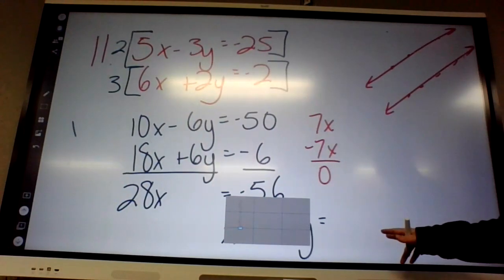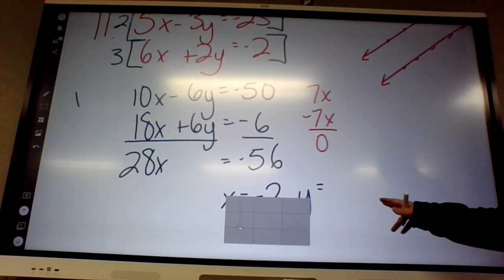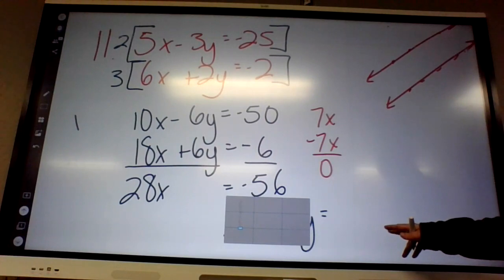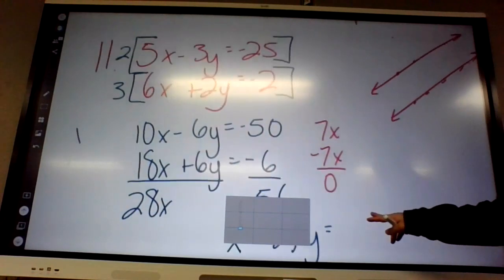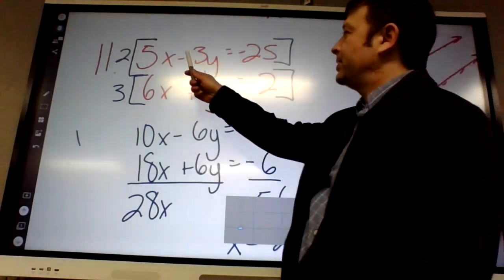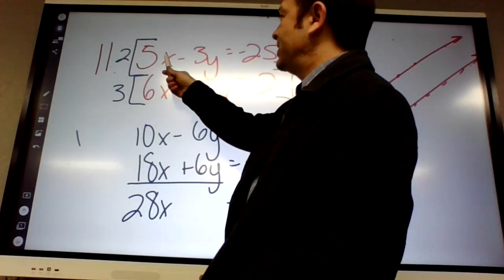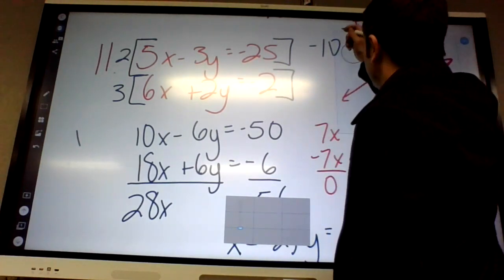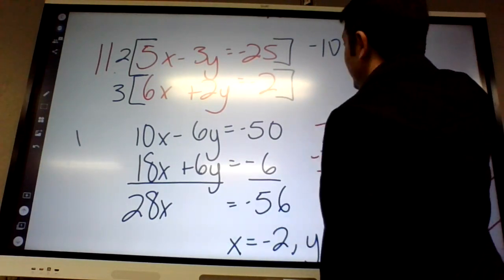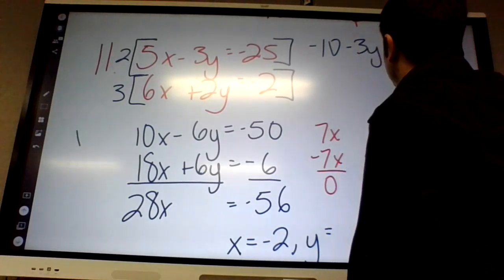So x is -2. So yeah, it's a little bit harder to plug it in on elimination. Let's put -2 right here. 5 times -2 is -10. Minus, whoops, negative, go away. -10 minus 3y.